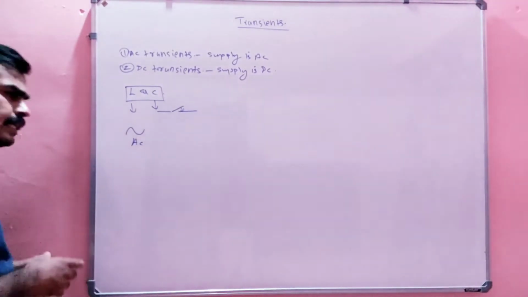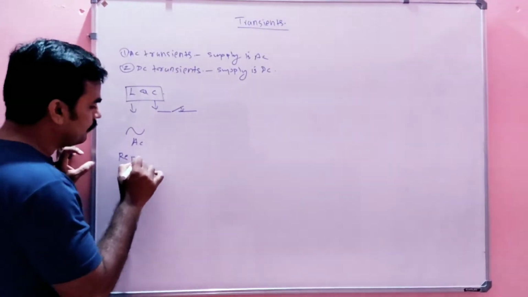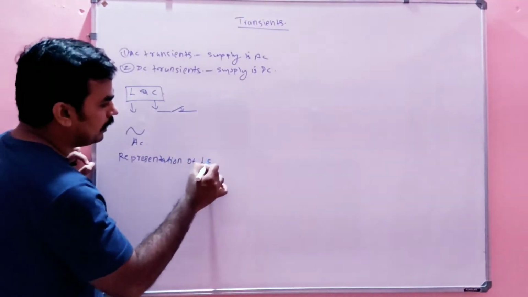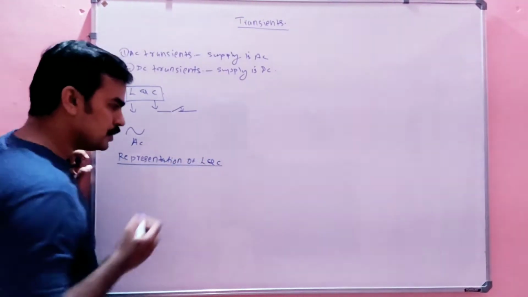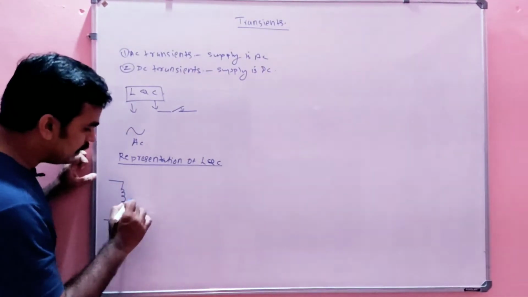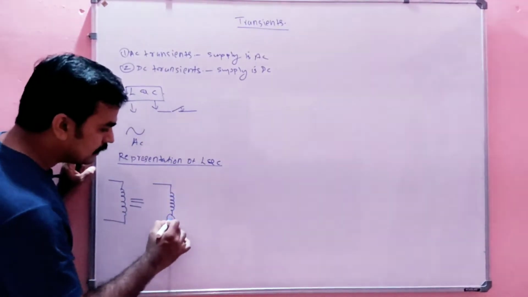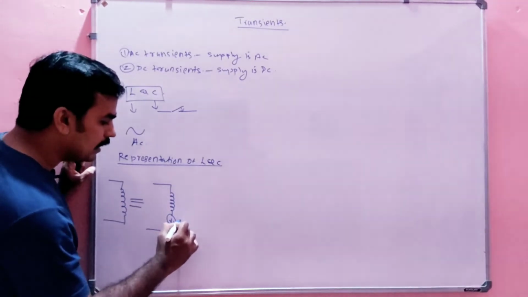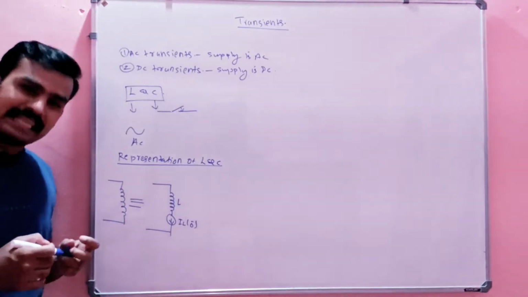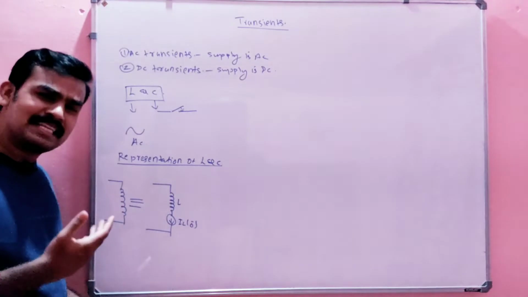And generally we look at the representation of L and C. Generally our inductor is represented like an inductor in series with a current source, that is represented by IL of 0 minus. And let's learn what is the 0 minus, 0 plus and all.